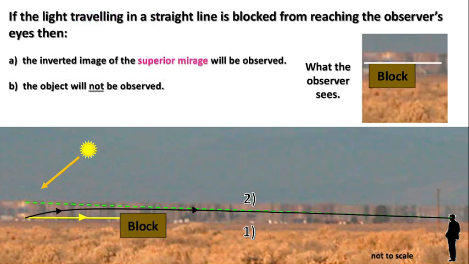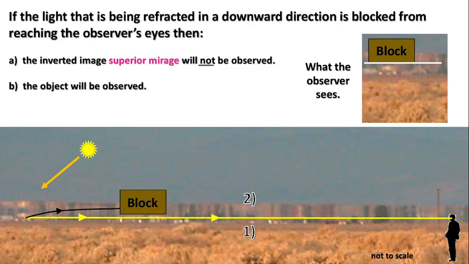If the light traveling in a straight line is blocked from reaching the observer's eyes, then A. The inverted image of the superior mirage will be observed. B. The object will not be observed. If the light that is being refracted in a downward direction is blocked from reaching the observer's eyes, then A. The inverted image superior mirage will not be observed. B. The object will be observed.